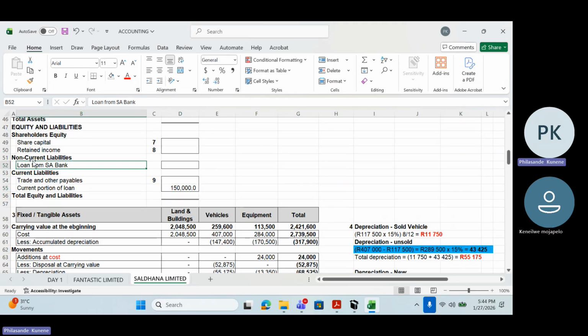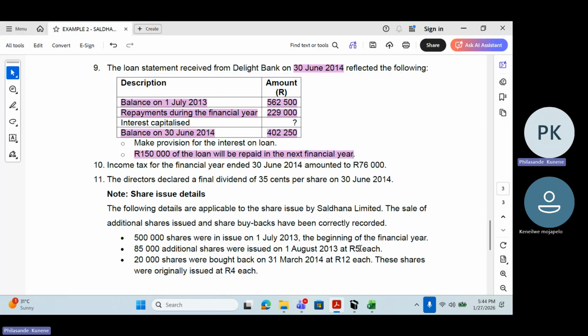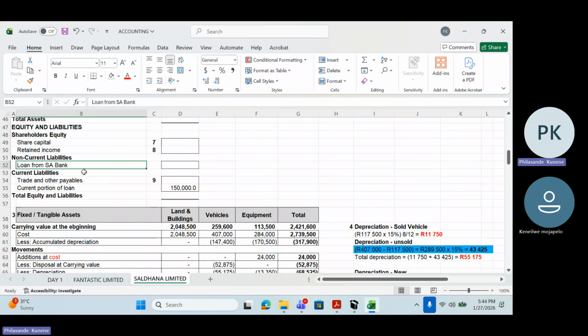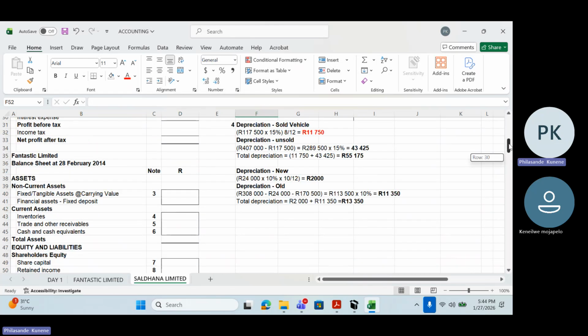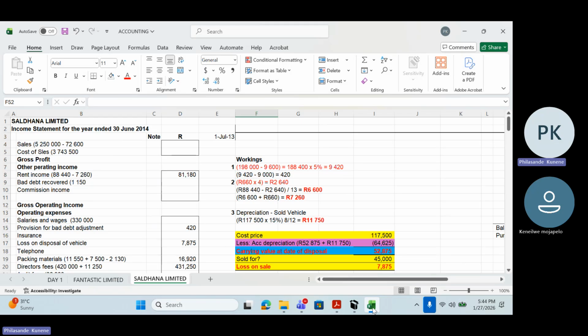Then on the non-current liabilities, I will just say 402,250 minus 150,000. So then I'll be recording the non-current portion only that will be sitting here. But that is something we'll look at when we're doing the balance sheet.